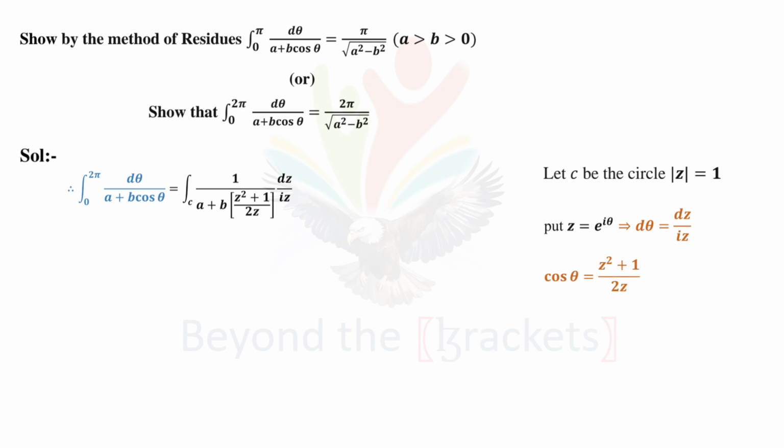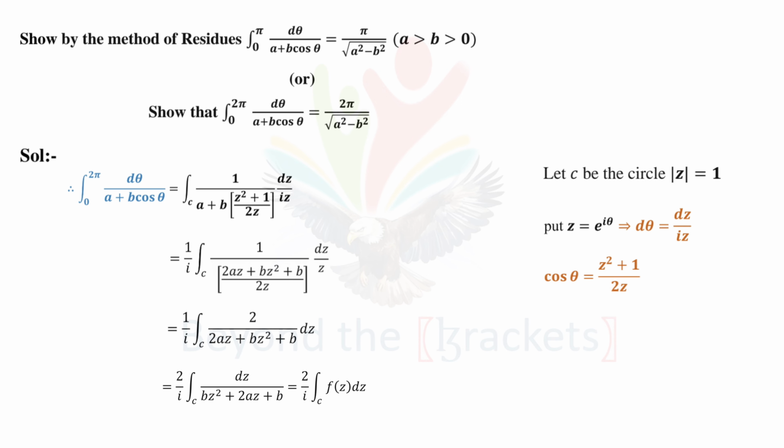Here i is constant, so we can take it outside the integral. We have (1/i) integral over C of 1/[a + b(z² + 1)/(2z)] · dz/z. Taking 2z as the LCM, we get (1/i) integral over C of 2/(2az + bz² + b) dz. So the integrand is f(z) = 1/(bz² + 2az + b).